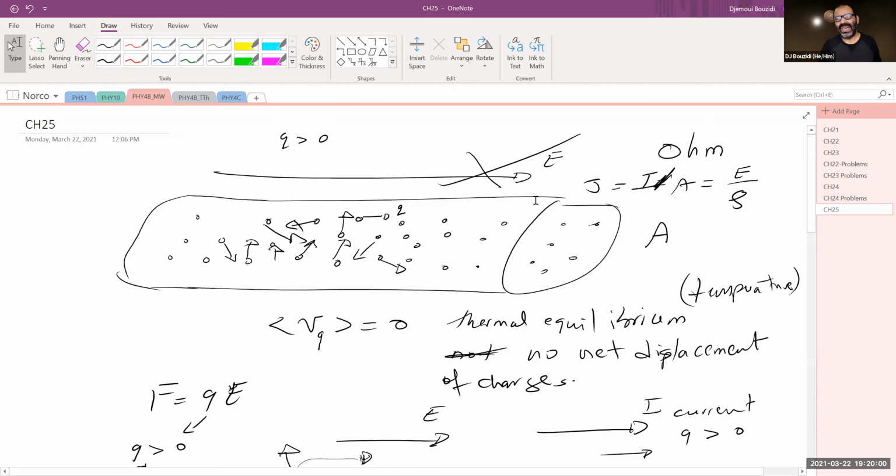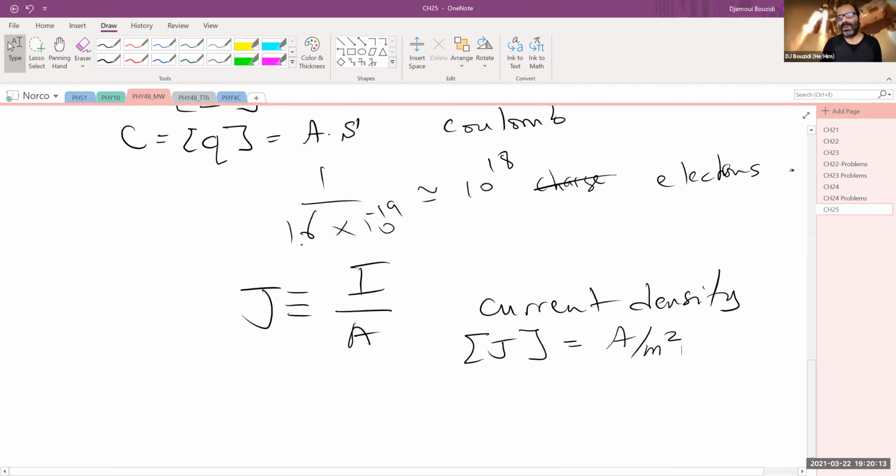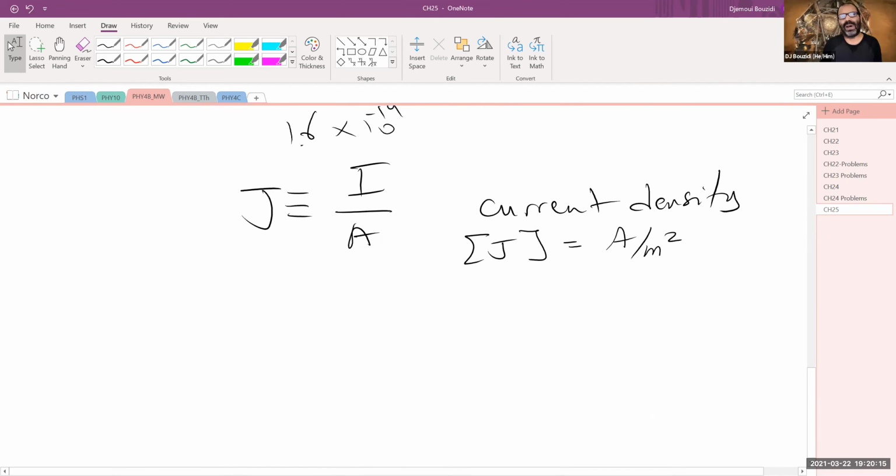So for a given material, the area has become trivial, rendered not important in this relationship. What matters is the material itself now. The material can be more resistive than other. So if I bring copper, for example, it's not going to behave as iron. It's not going to behave as wood.